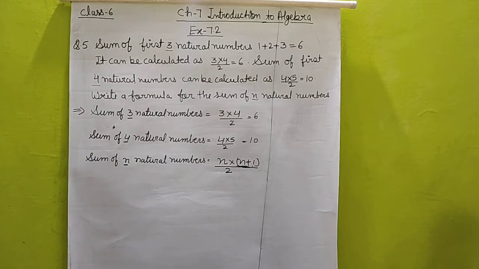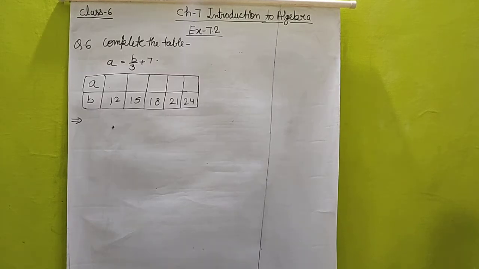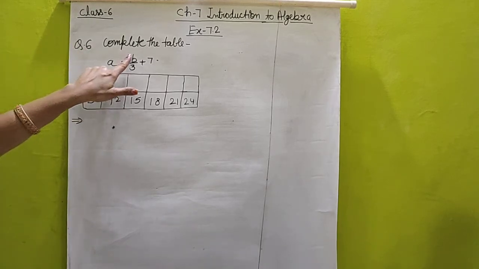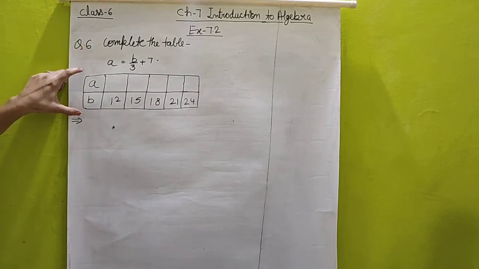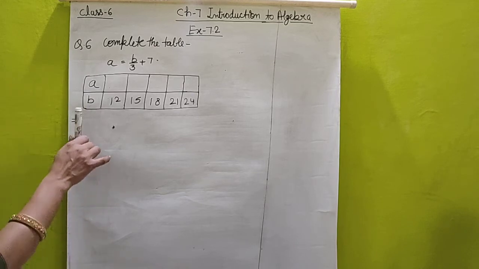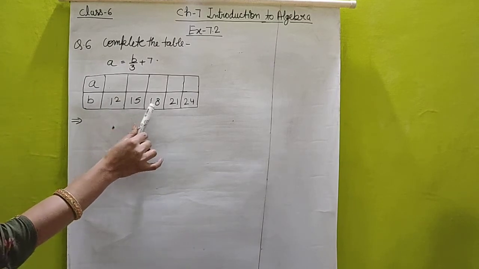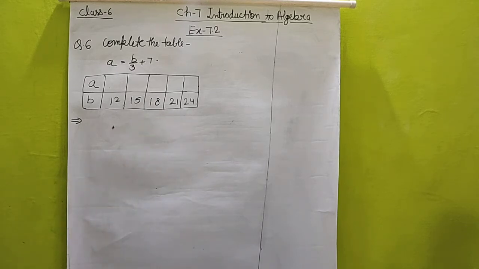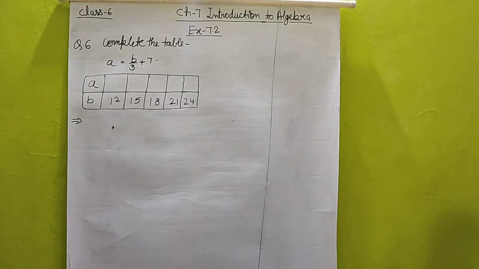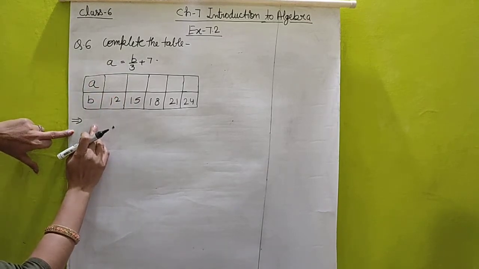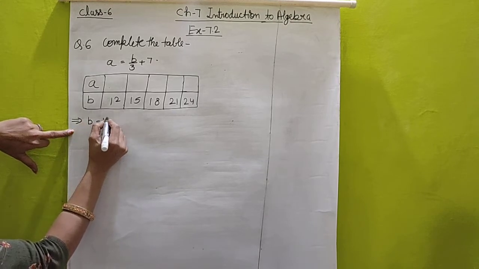Now students, question number 6. In question number 6, one table is given and we are to complete that table. One equation is given: a is equal to b upon 3 plus 7. On the basis of this equation, we are to complete this table. Students, here the values of b are given: 12, 15, 18, 21 and 24. These values we are to use one by one in the given equation and then find the value of a.